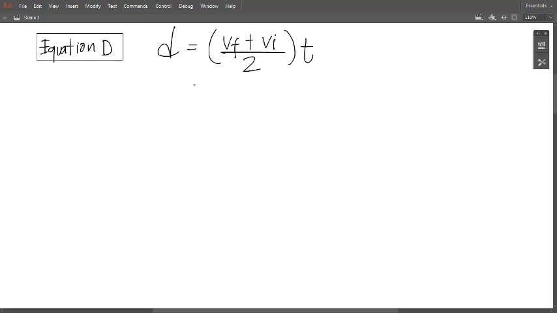So rearranging equation C to arrive at final velocity is equals to initial velocity plus the product of acceleration and time. And substituting Vf, or final velocity, in equation D, you will get this one. Let's have first equation C.